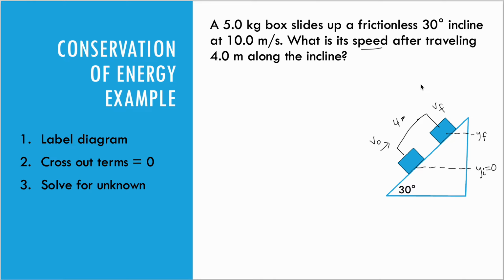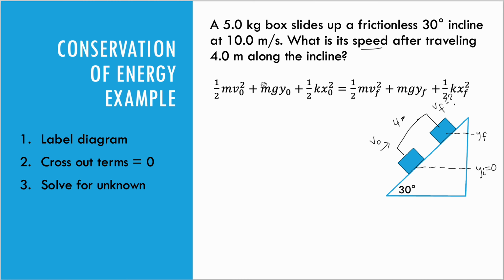Sometimes it stops at the end, but in this case, there's no indication that it's stopping. It doesn't say it's a maximum height, which would indicate stopping. So we do have a speed, and that's what we're actually looking for. The next thing you want to do is cross out the terms equal to 0.